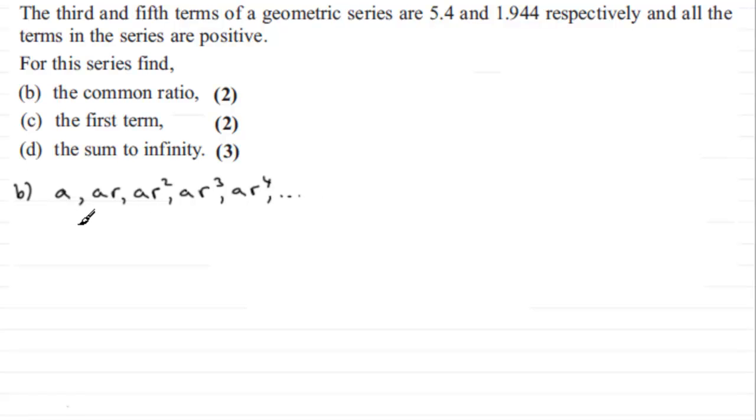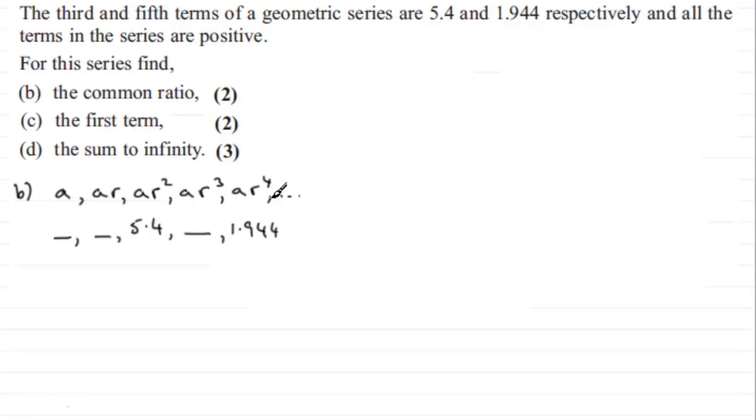So we're told that the third term is 5.4. This is this one here, ar squared, that's 5.4. And we're told that the fifth term is 1.944. That's this term here. So that's 1.944. So we've got one term there, another term there, second term, then the third, then the fourth, and then the fifth term.